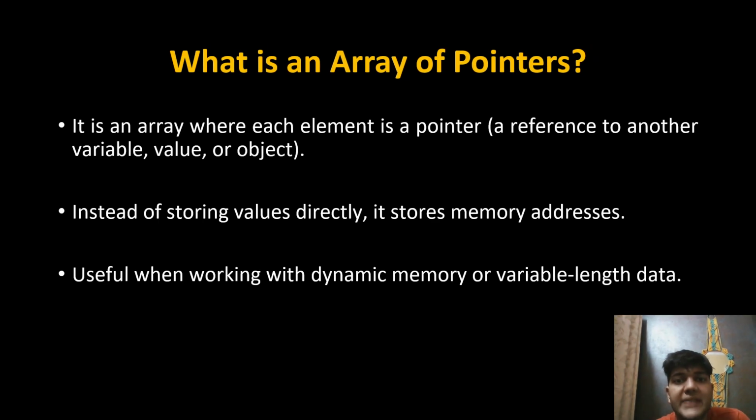So, what exactly is an array of pointers? It's an array where each element is not a direct value but a pointer. That is a memory address pointing to another variable, value, or object. Instead of holding actual data, the array holds references to where the data is stored. This is really useful when dealing with dynamic memory, variable length data, or even objects in object oriented programming.